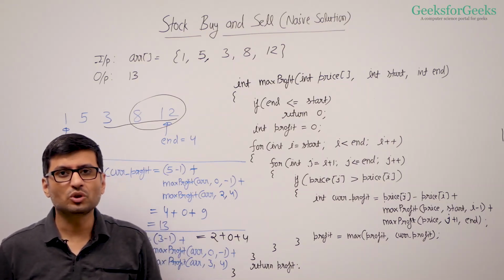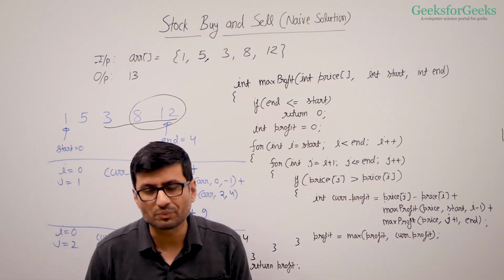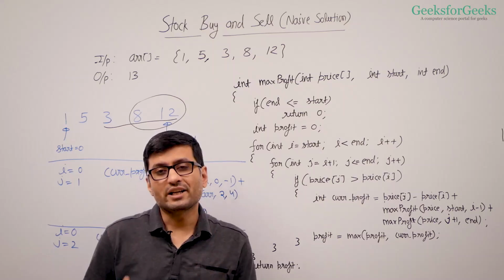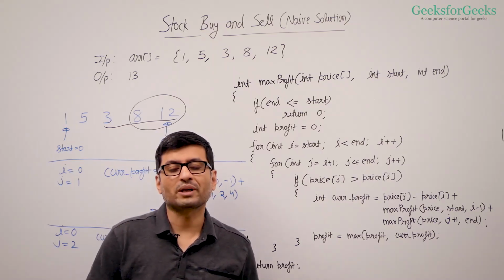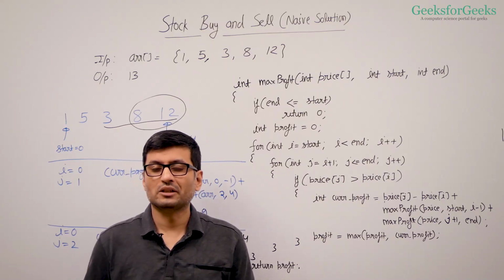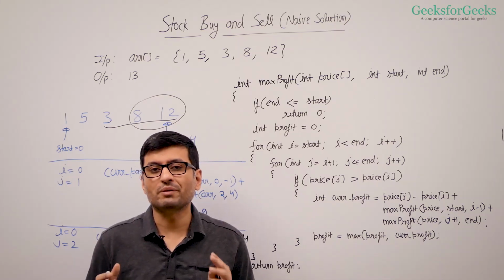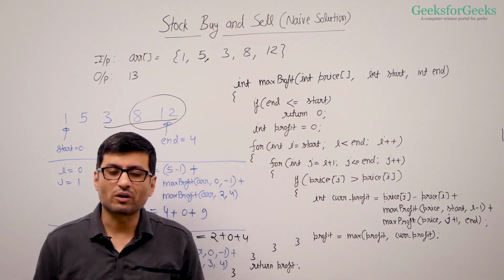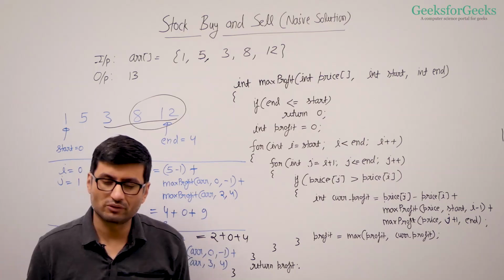So this is how you are going to consider all those pairs i and j such that i is smaller than j and price of j is greater than price of i. So you will consider all such pairs, and for every pair you will find the profit and you will take the maximum of all such profits.